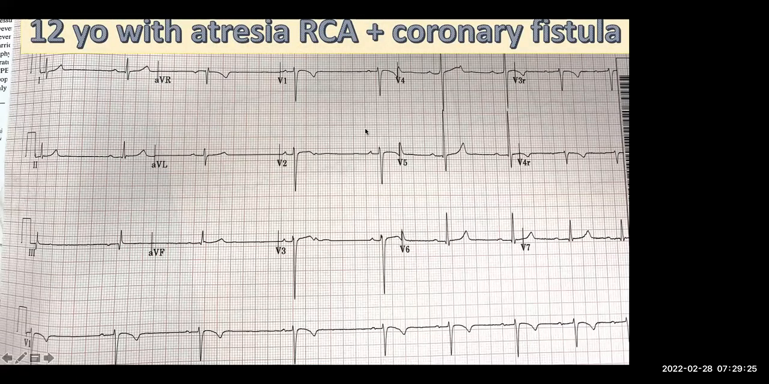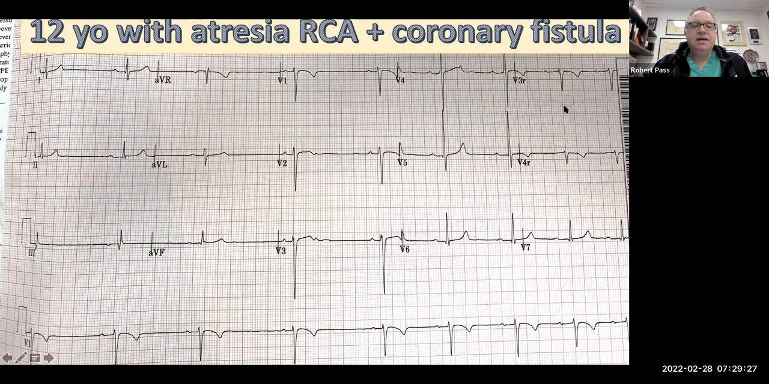All right. This is a 12-year-old who has atresia of the right coronary and has a coronary fistula that is dumping into the right ventricle, and the distal right coronary is arising from this fistula, unusual anatomy. And this is the 12-lead electrocardiogram.